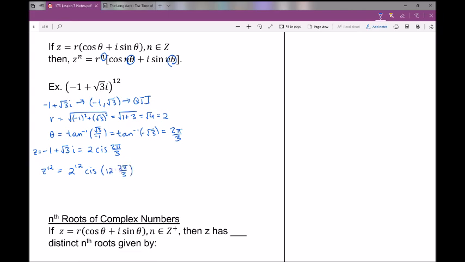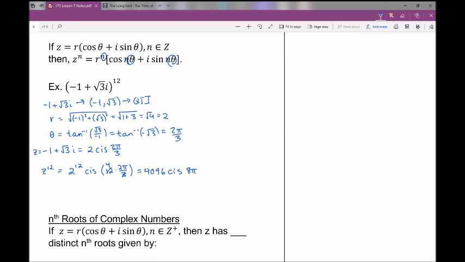So it looks like this. And furthermore, if we wanted to simplify this, we can put 2 to the 12th into a calculator, and you should get 4096, and then CIS, and if we carry out this multiplication, we should get 4 times 2 pi, which is 8 pi. So the polar form of z raised to the 12th power is 4096 CIS 8 pi.